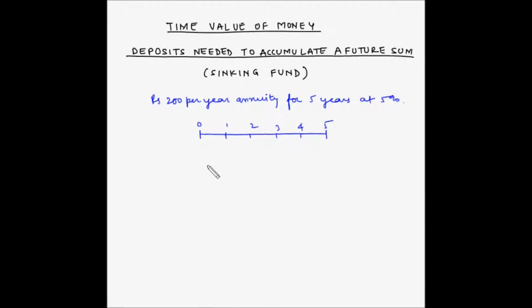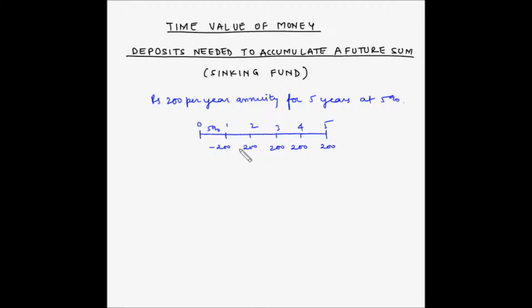These are the number of years, and the annuity is 200 rupees per year. It can be at the beginning of the year or at the end of the year. We'll assume in this case it's at the end of the year. So 200, 200, 200, 200, 200. This is, let's say, an annuity in which we are depositing this 200 rupees at the end of every year at 5% per annum for the next 5 years.